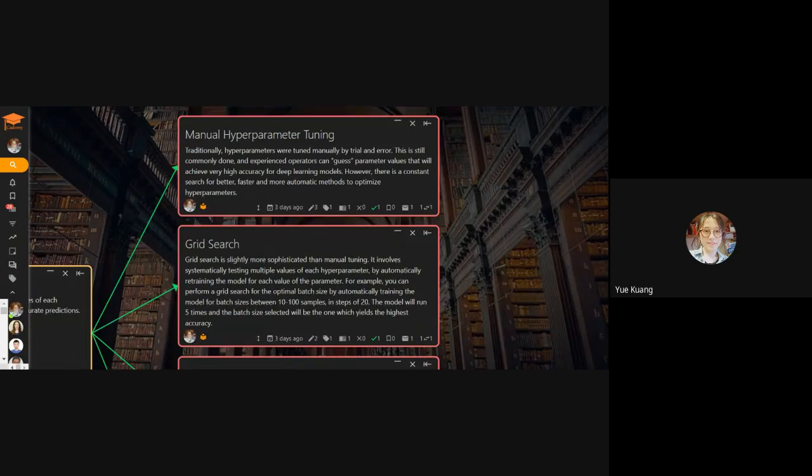Grid search is slightly more sophisticated than manual tuning. It involves systematically testing multiple values of each hyperparameter by automatically retraining the model for each value of the parameter. For example, you can perform a grid search for the optimal batch size by automatically training the model for batch sizes between 10 to 100 samples in steps of 20. The model will run 5 times, and the batch size selected will be the one which yields the highest accuracy.